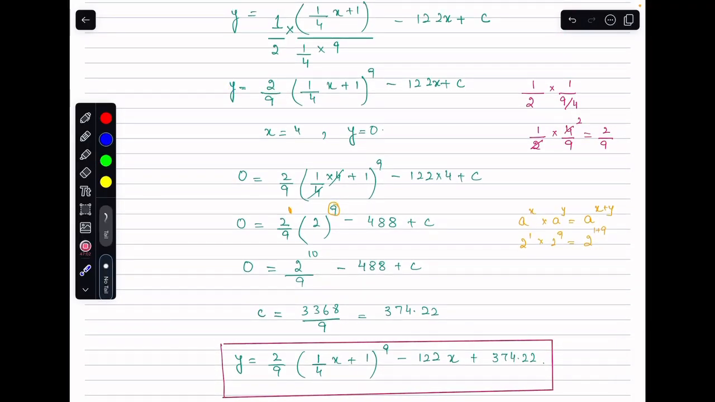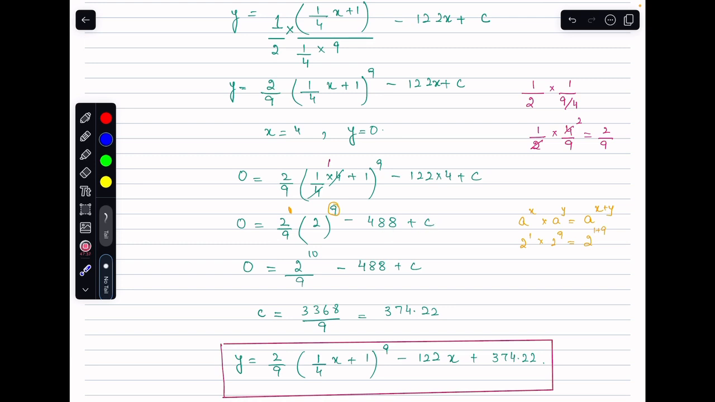Substituting y as 0 and x as 4, I shall be getting here 2 by 9 times (1 by 4 into 4, which gets simplified as a 1, and then it's going to be 1 plus 1), that gives us 2, and 2 to the power 9, minus 122 into 4 plus c, which gives me negative 488 plus c here. So 1 plus 1 is 2, and this is 2 to the power 9: 2 by 9 into 2 to the power 9 minus 488 plus c.